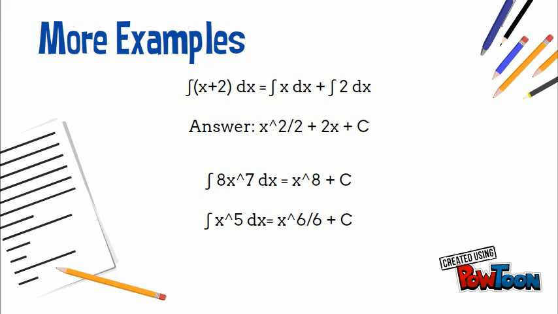Integrate 8x to the 7th dx. So you add 1 to the exponent to get 8 and divide by 8. The 8's cancel out, it's just x to the 8th plus C. Lastly, integrate x to the 5th dx. Add 1 to 5 to get 6 and then divide by 6. x to the 6th divided by 6 plus C.